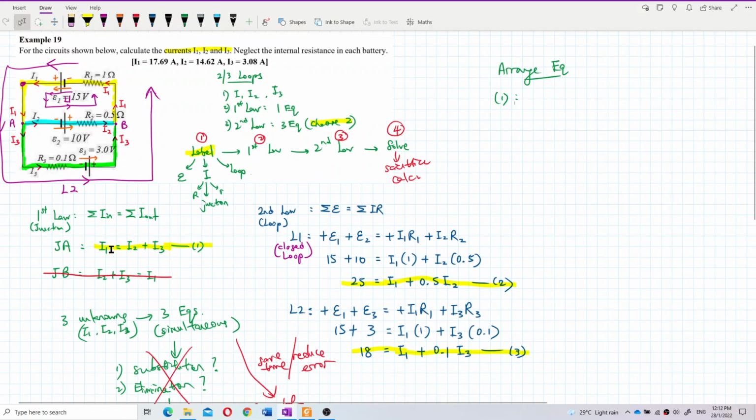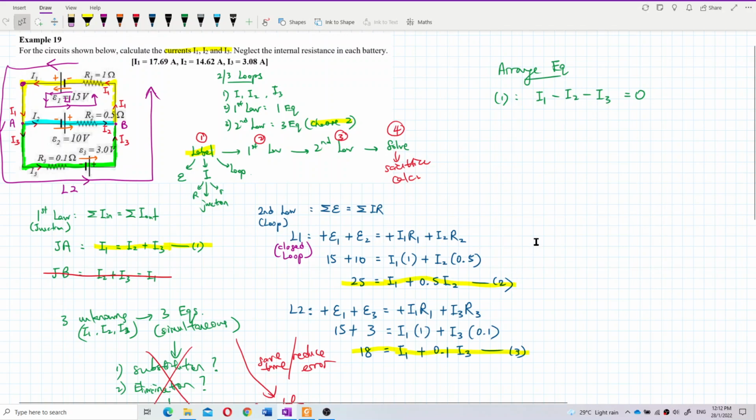So we have I1 here, so arrange this one as I1, and then I2 and I3 go to the other side, becoming negative I2, negative I3, and this side becomes 0. Put it in the sequence I1, I2, I3.